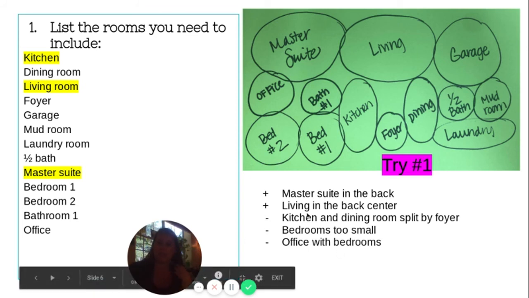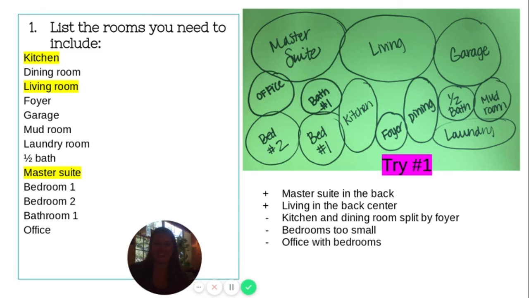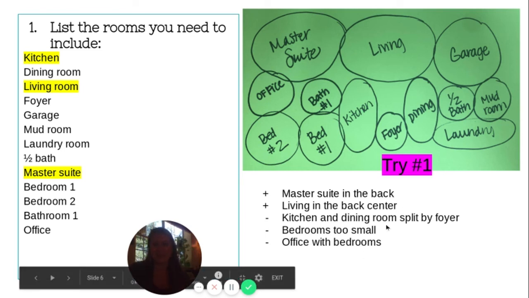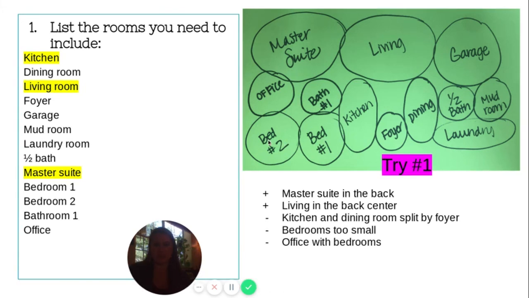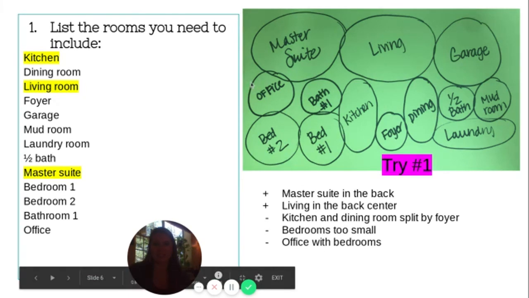My negative was that, that's a negative. So I didn't like that. Okay, I forgot that I didn't like that. I didn't like that the bedrooms were drawn really small, bed 1 and bed 2. And I didn't like that I put the office with the bedroom, apparently.